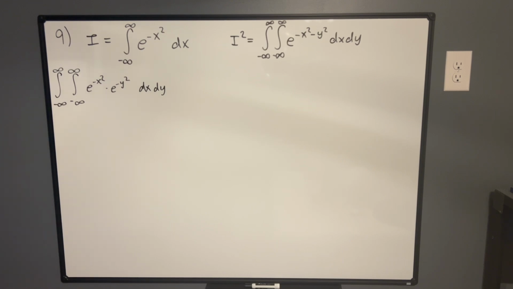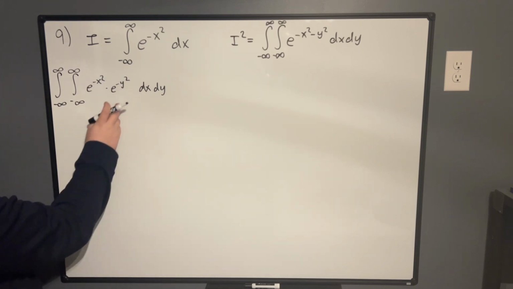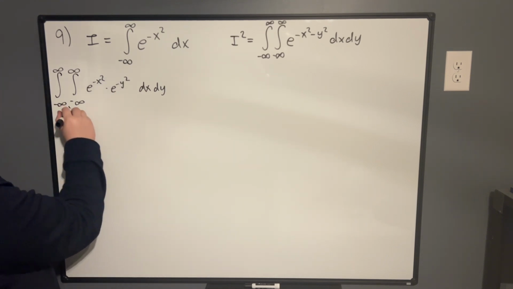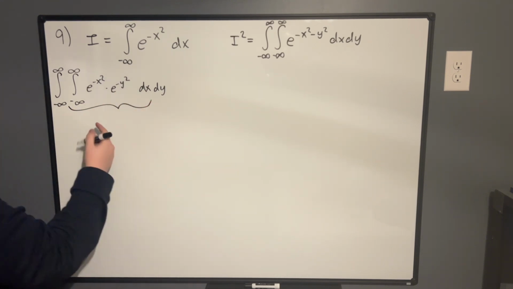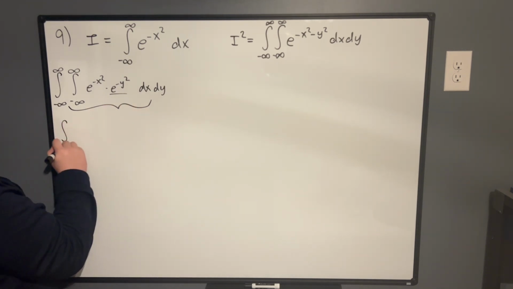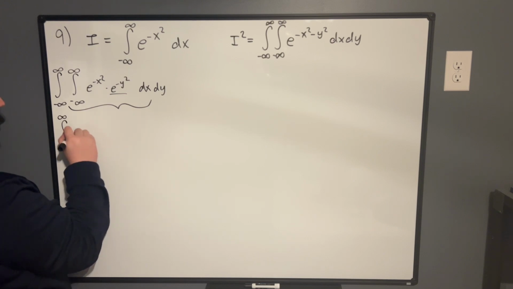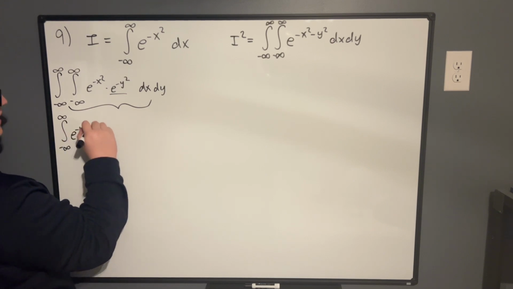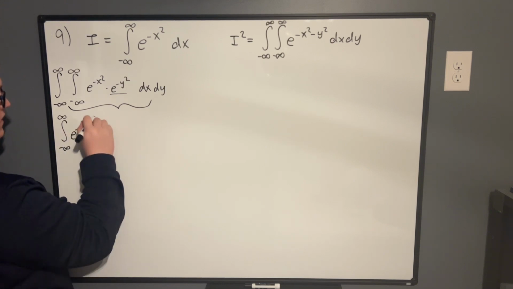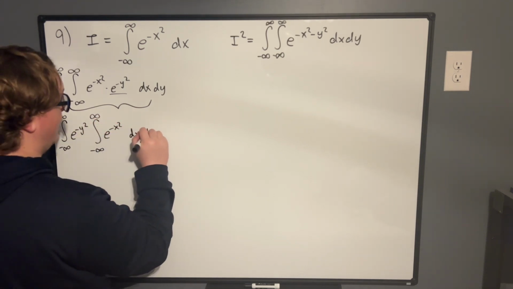But now we need to look at this e to the negative y squared term, right? This is actually a constant in this first integral, right? This is our first integral with a dx. This term right here is a constant. So we can actually rewrite this as the integral of negative infinity to infinity. We can pull this out, e to the negative y squared, and then we have our inside integral of e to the minus x squared. We still have dx dy out here.